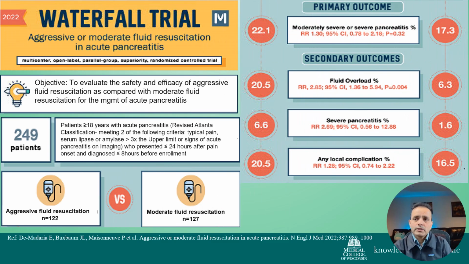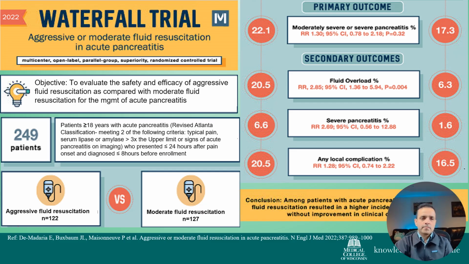What they found was that, regardless of hydration, the development of moderate or severe pancreatitis was similar in both limbs. For the secondary outcome, aggressive fluid resuscitation actually resulted in a higher risk of volume overload, with no disease-specific benefit. So this was a very important trial to guide fluid management: not to overdo fluid in acute pancreatitis.